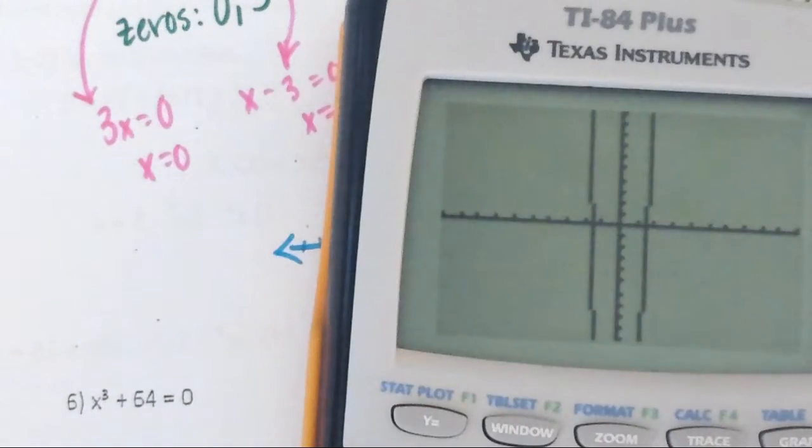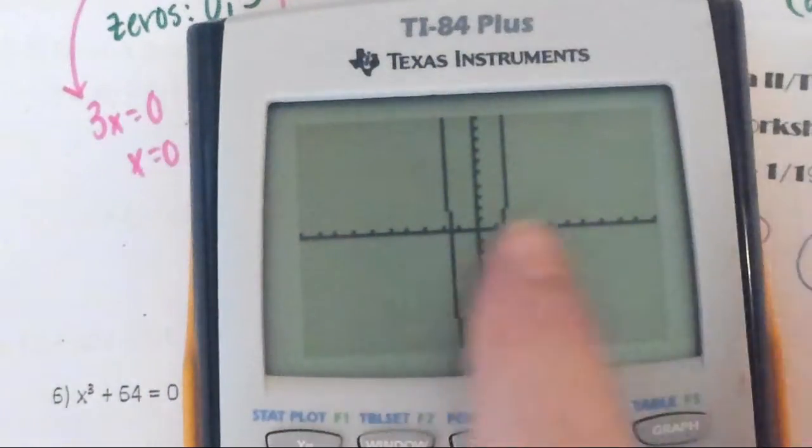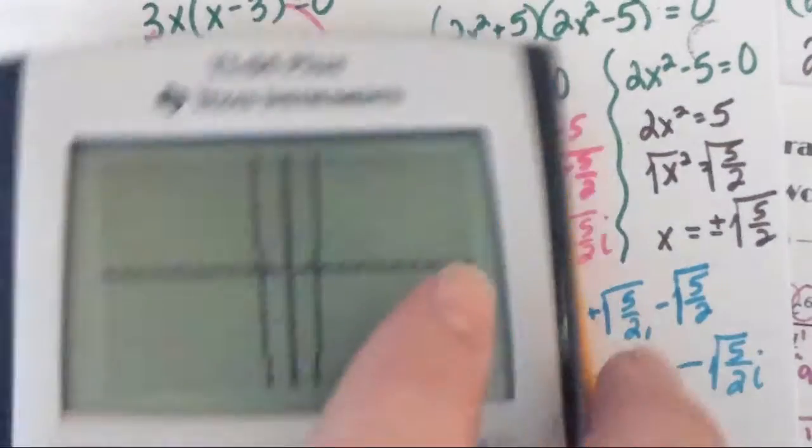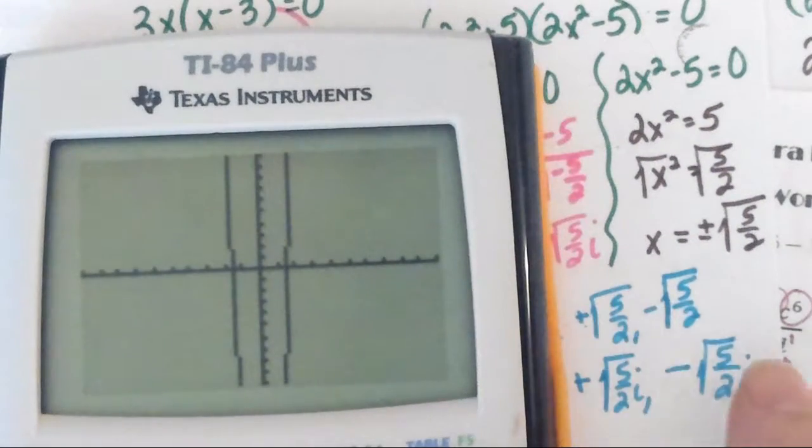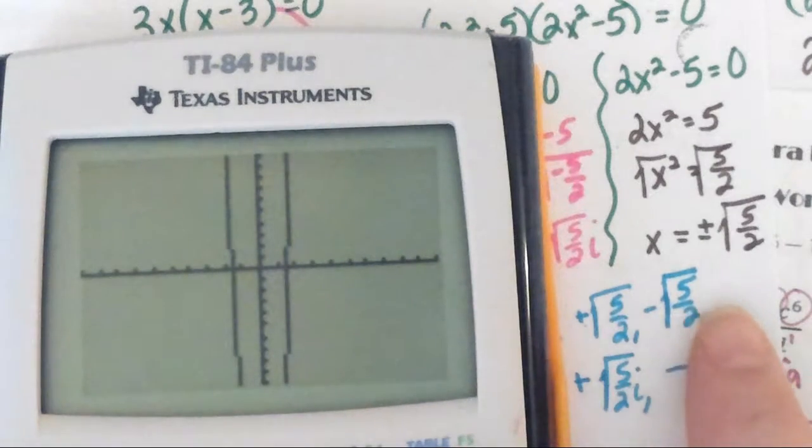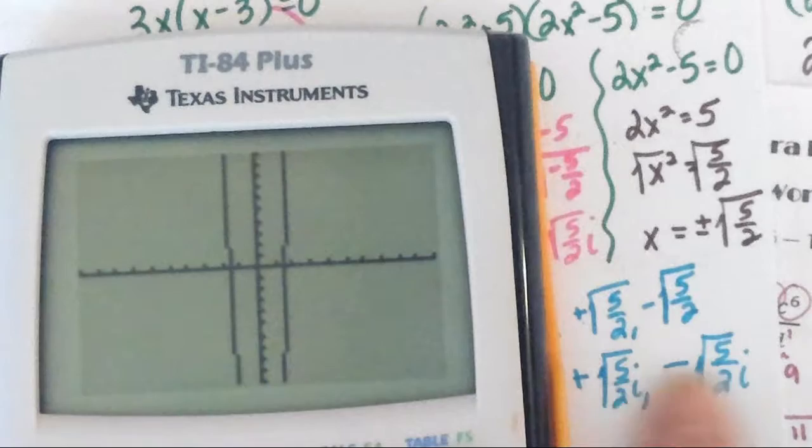I graphed the equation 4x squared minus 25. Notice how it only crossed twice. The two spots it crossed were at this decimal and this decimal. Because this is somewhere between 1 and 2, and this is somewhere between -1 and -2. It doesn't cross here or here. The imaginary numbers are not actually on our x-axis.